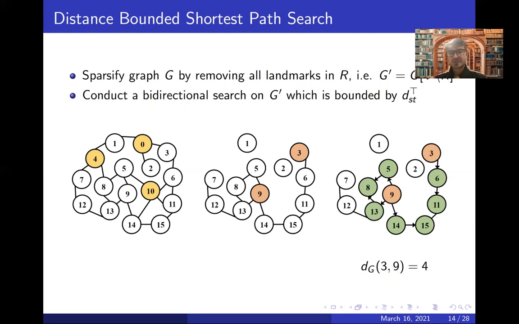And this search yields a path that is longer than the upper bound. Therefore, the upper bound is the shortest path length, that is 4.